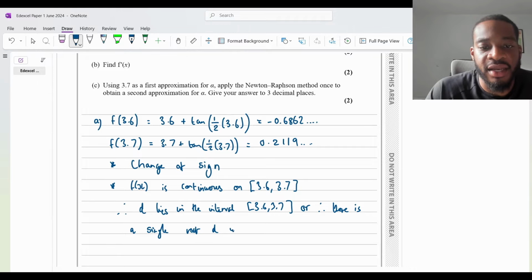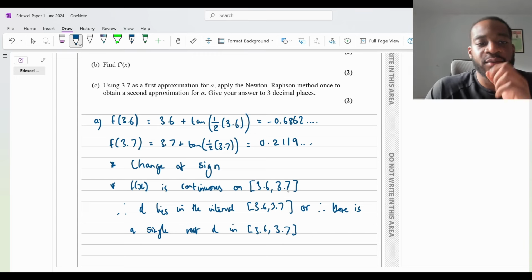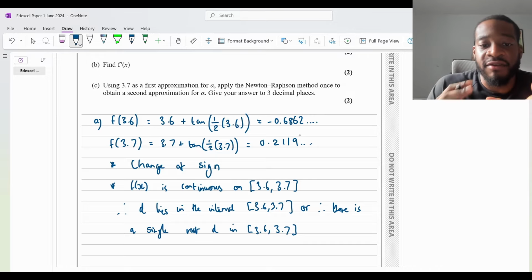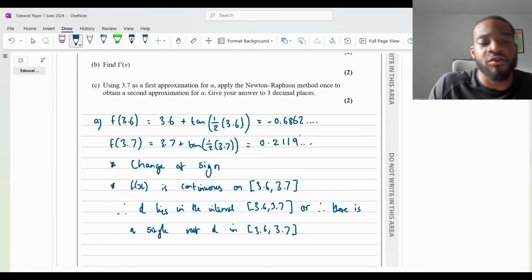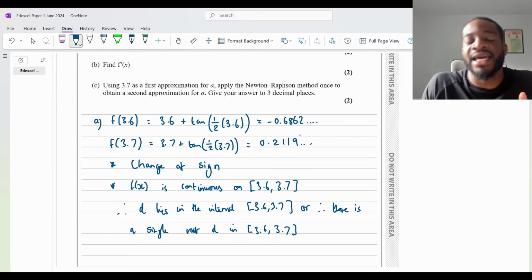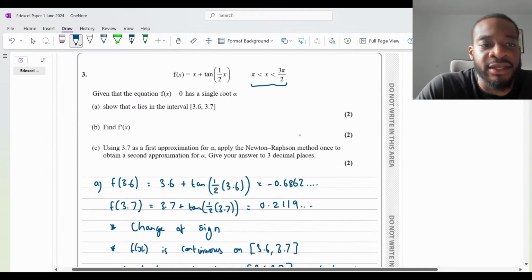Alpha in that interval. Something like that. They both would be fine, to be fair, but yeah. So again, plug in your values, state that you have a change of sign, which the examiner will see. State that the function is continuous on the interval, and then summarize the statement. Therefore, there is a single root alpha that lies in that interval. So that's part A done.